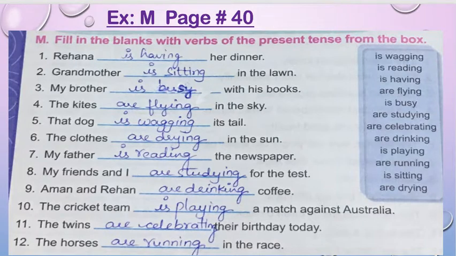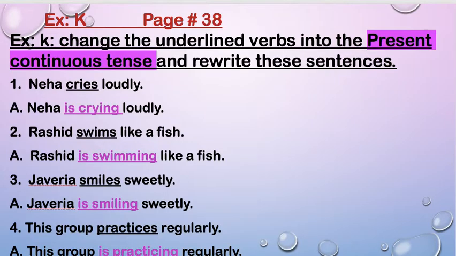Okay, students, we will now take up a new exercise, exercise K, page number 38. Now change the underlined verbs into the present continuous tense and rewrite these sentences. So the question is given in simple present tense. We have to change it into present continuous tense and rewrite it.